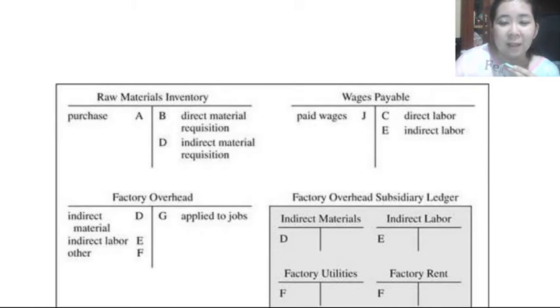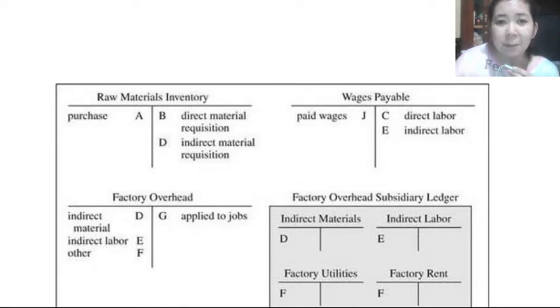So we have here the key accounts, which summarize how each transaction related to materials, labor, and factory overhead is accounted for. For raw materials inventory, if there are purchases, it will be recorded on the debit side. If there are direct materials requisition as well as indirect material requisition, it will be recorded on the credit side, meaning there is a decrease from our raw materials. But this later on will be transferred to our work in process.